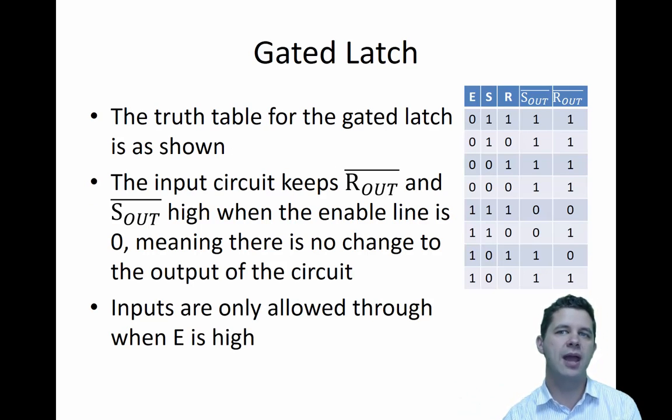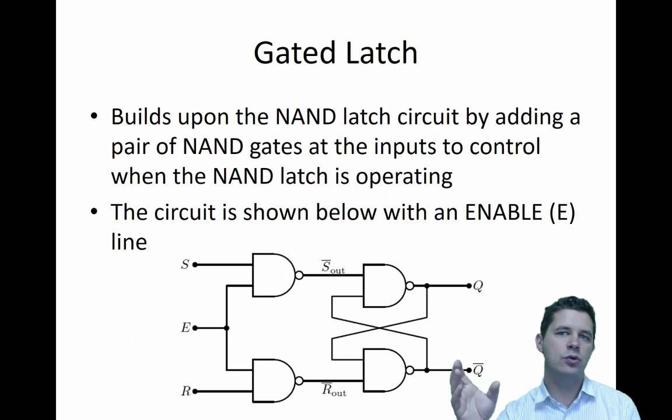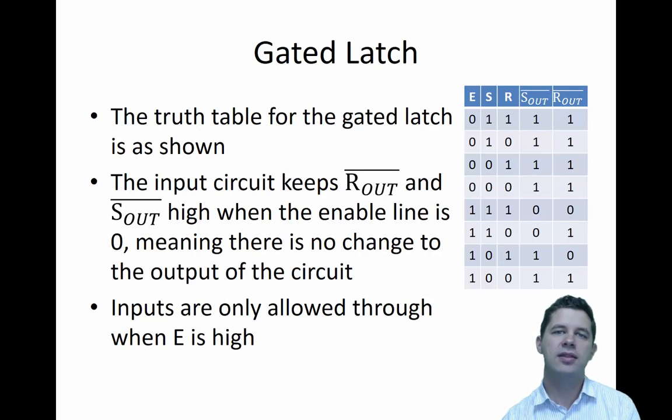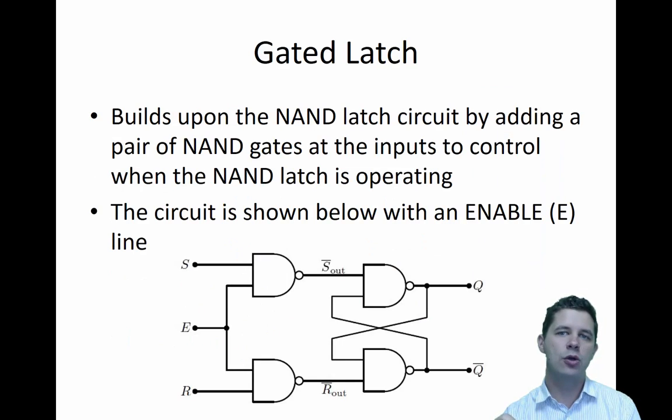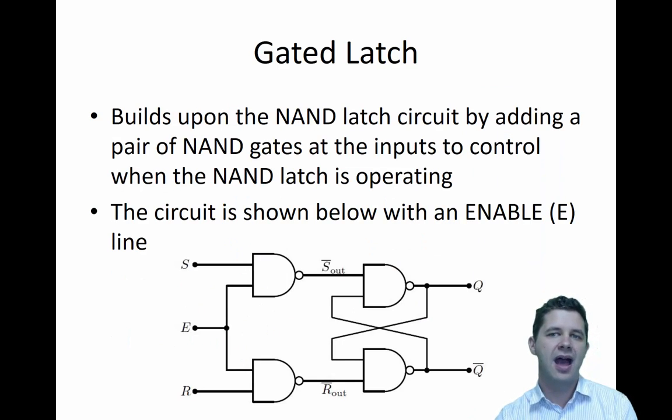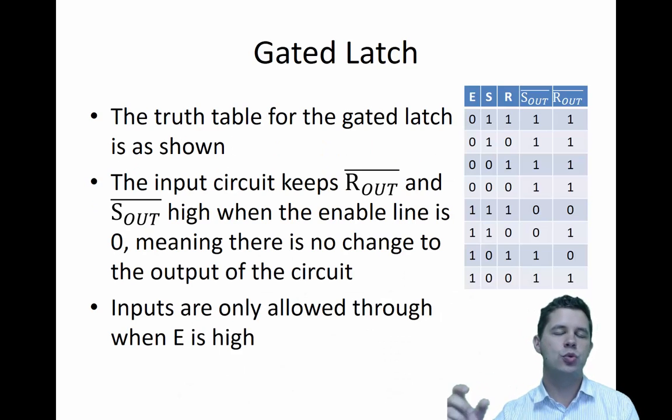And so we've got a truth table that looks as follows. If we apply a 0 to E, our enable line, it'll stop our signals S out bar and R out bar from actually contributing to the rest of the circuit. They'll just both be 1, which is that state where nothing changes. But if we set E to 1, that will let the signals go through to S out and R out, and then we can actually change what's happening with the latch and control the latch. So essentially, that E is acting as an enable and stops those signals from going out or allows those signals to go out.